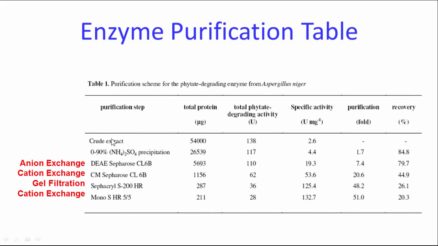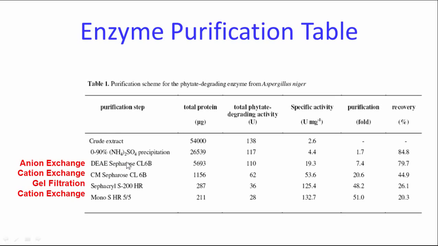So here's another purification table, and in this one you can see various methods: crude extract and total protein, total phthalate degrading activity. This is units of activity, specific activity, purification fold, and recovery again. And they did ammonium sulfate fractionation here. They just added 0 to 90% ammonium sulfate, precipitated out this activity. Good recovery of activity here, but didn't increase the specific activity a lot, just about doubled it.